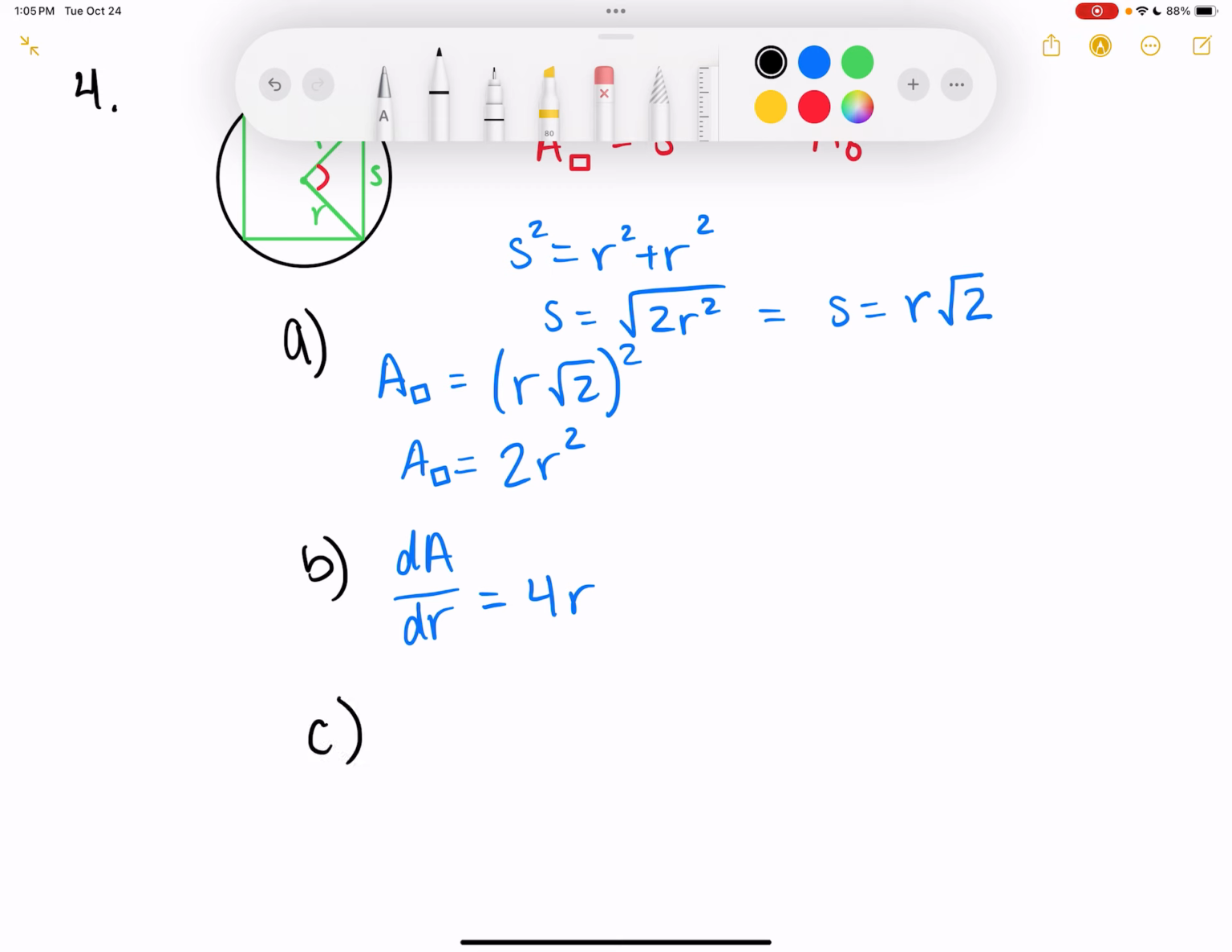C. Evaluate the rate of change of A at r equals 1 and r equals 8. Okay. We're doing what? Evaluating for r equals 1 and r equals 8. So r equals 1, so we put in the 1 for r, right? Yeah. So it just equals 4. And then the other one, put in 8 for r, so it equals 32. Yep.